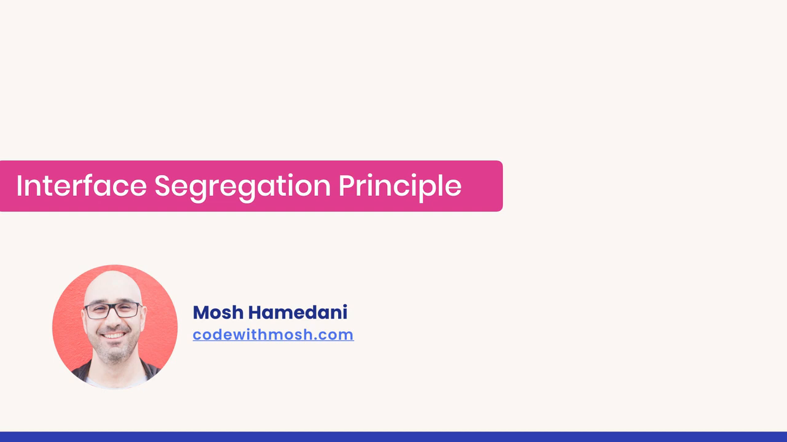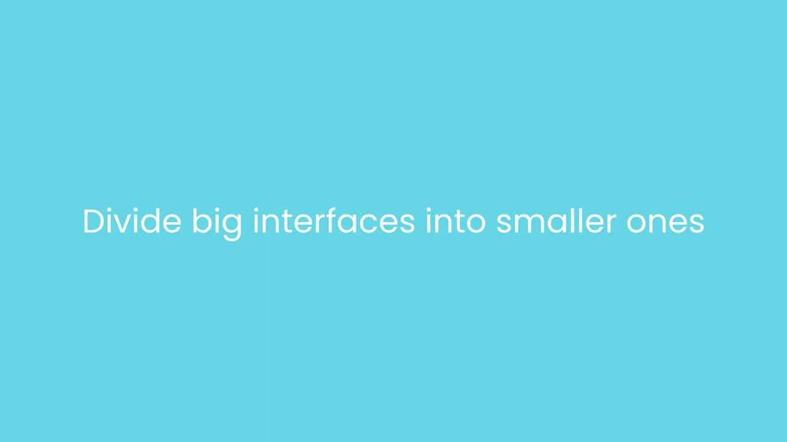In this video, we're going to talk about a very important principle in object-oriented programming, and that is the interface segregation principle. Based on this principle, we should segregate or divide a big fat interface into a bunch of smaller ones. And with this, we can reduce the impact of changes. Let me show you this in code.